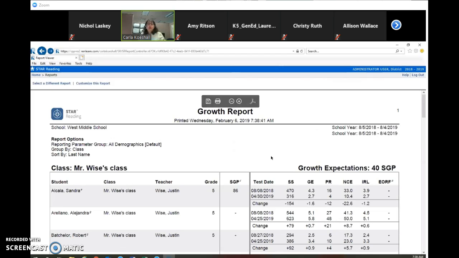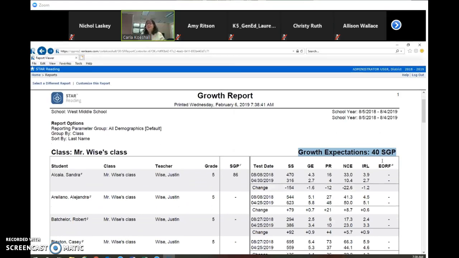All right, so when you are looking at your growth report, it sounds like what you're seeing is that your growth expectation is 50 up here. Now, this is something that would be set at a district level. So it has to be an administrator that has a setting that would put your growth expectation up here.